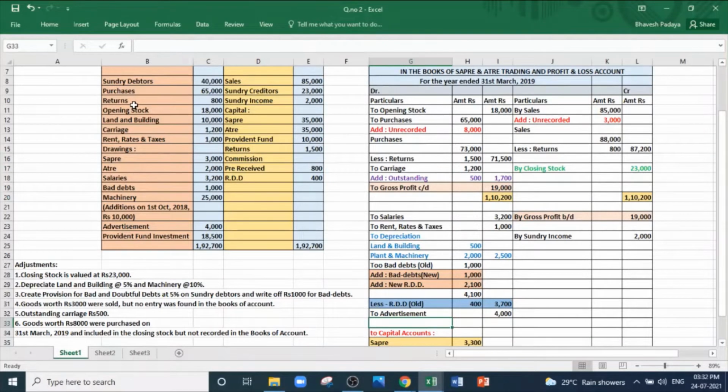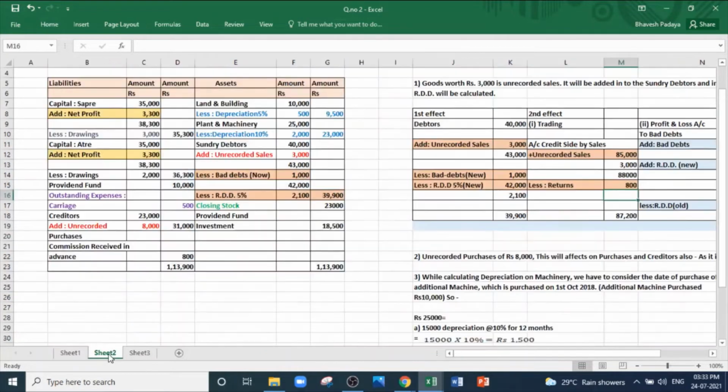Returns, these are sales returns. Those will be subtracted last at the end. Okay, any further adjustments if they are there, first do that to sales or purchases and finally you will less returns. So 800 at the end. Opening stock, trading account debit side, land and building, they have adjustment.